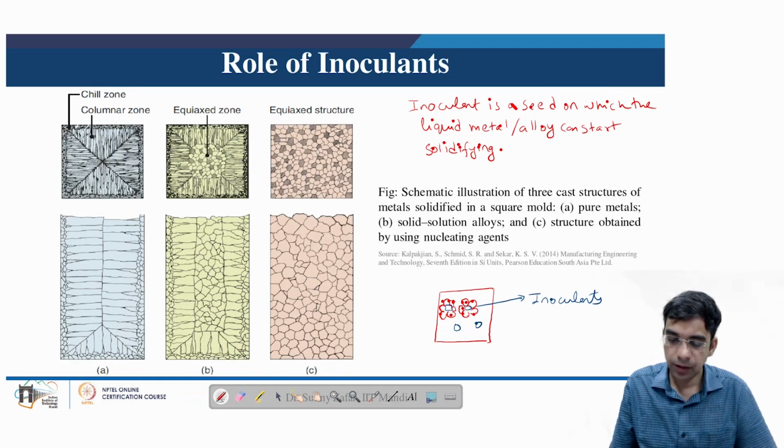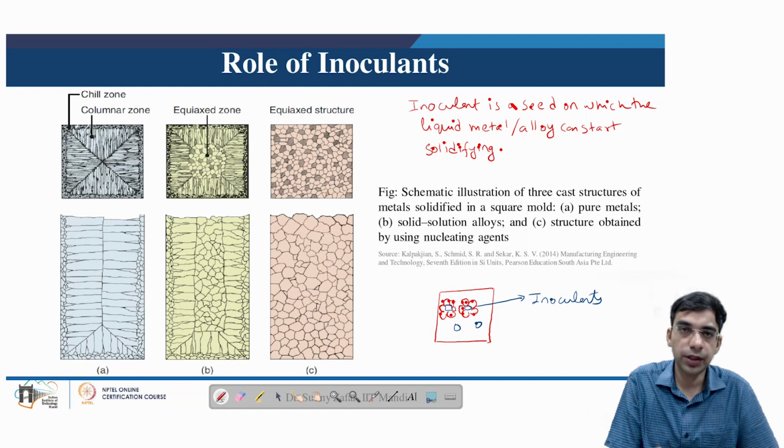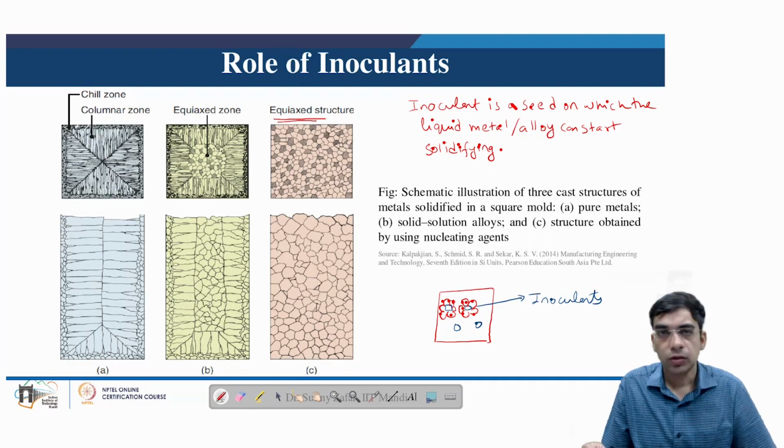So by providing inoculants, we provide an opportunity for the liquid metal to come into equiaxed structure. So now the question arises, why is the equiaxed structure favored so much? For applications generally functioning at room temperature, the presence of grain boundaries is very useful, because these grain boundaries inhibit the dislocation movement.